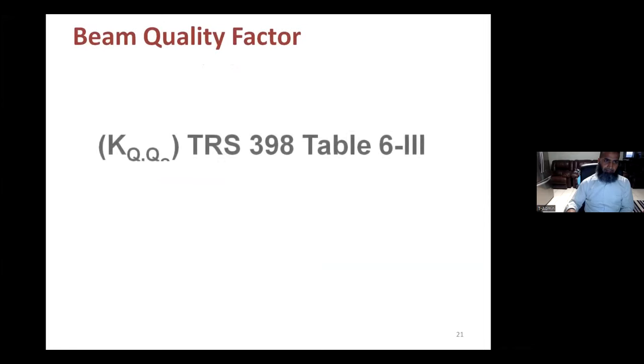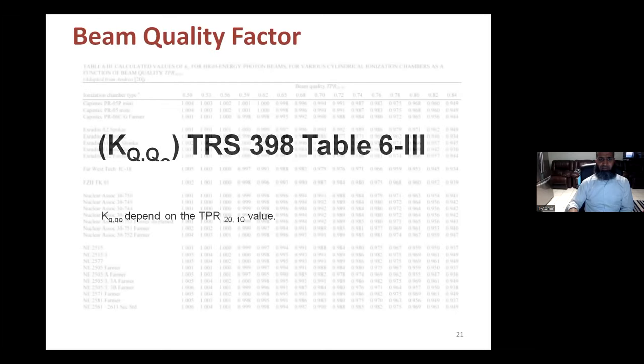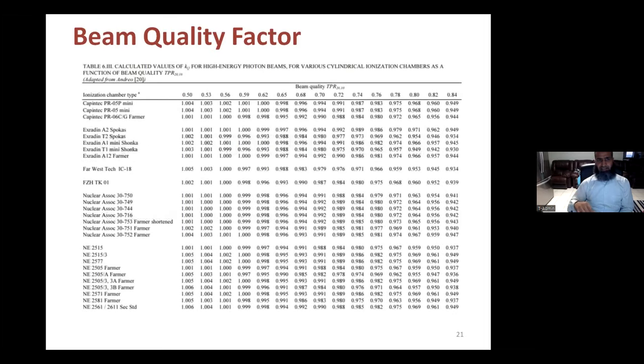The beam quality factor, which we have discussed, is in the TRS, and similarly in TG-51; I don't remember what the table number is, but you can find it. kQ,Q0 depends on the TPR 20,10 values. So these are the tables in TRS. For example, you have an NE2571 and your TPR 20,10 for 6 MV is between 0.62 and 0.65. How can you calculate it? You take the linear interpolation and calculate it. That's what TRS and TG-51 say, you can use linear interpolation.